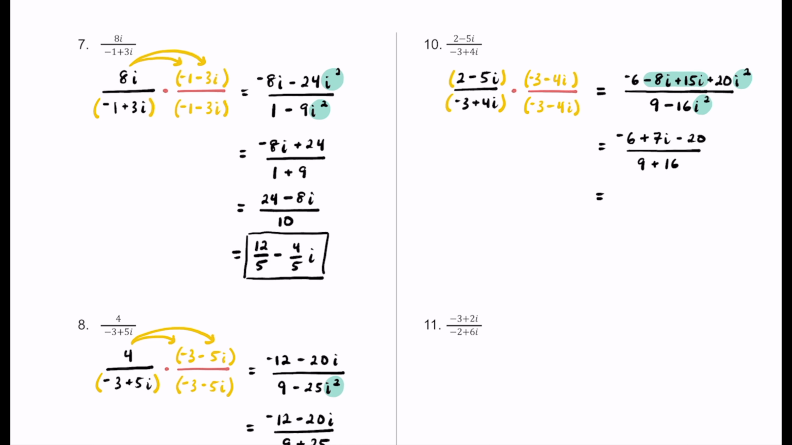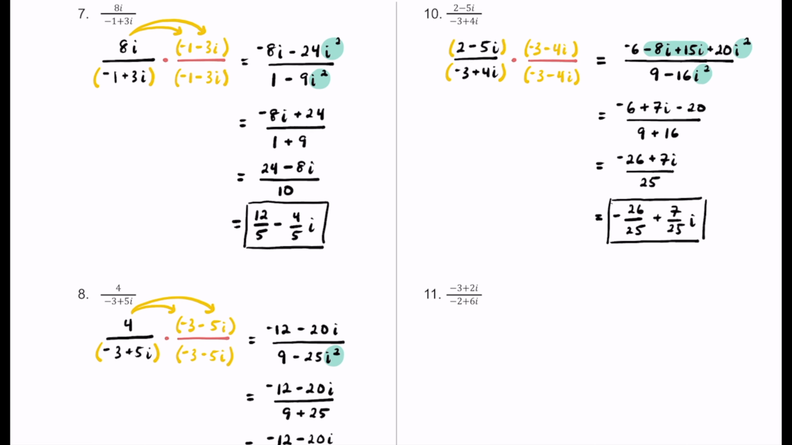And then on top here, let's go ahead and combine the constants. So negative 6 and negative 20 make negative 26 plus 7i. And on bottom, 9 plus 16 is equal to 25. Now, I don't think anything has a common factor besides 1. So they're relatively prime, so we can write negative 26 over 25, and then plus 7 over 25 i. All right, so there would be our standard form for this complex number.